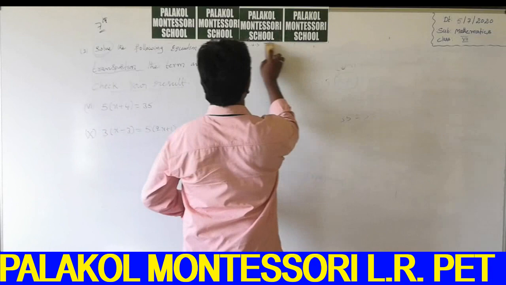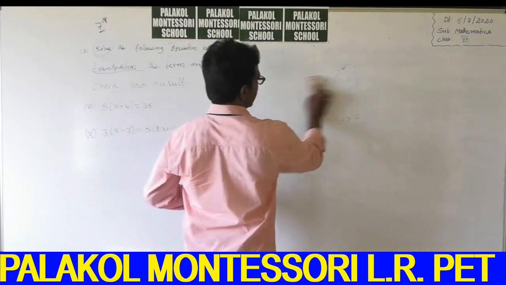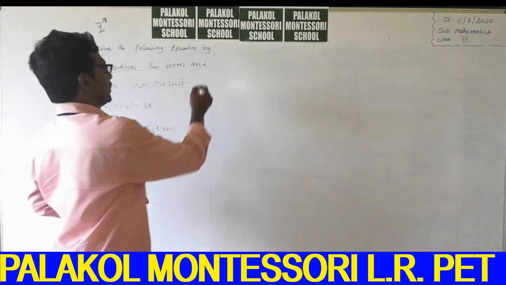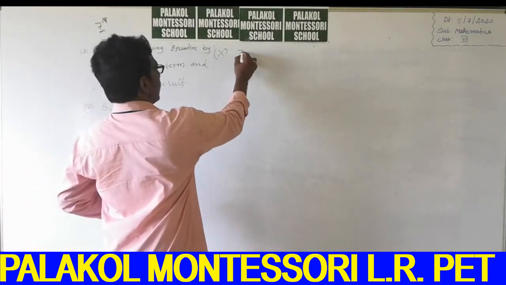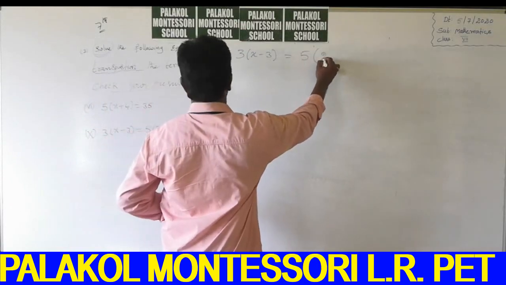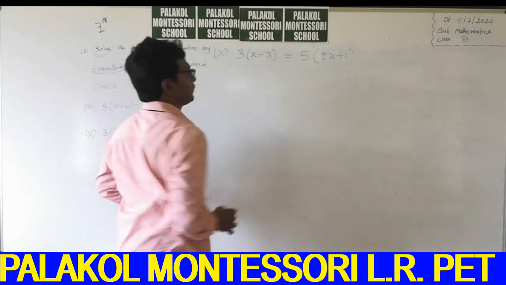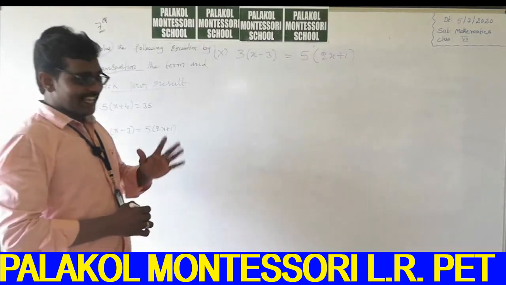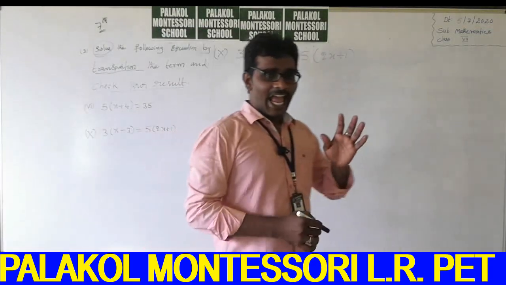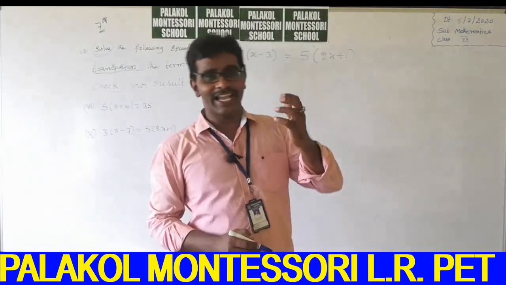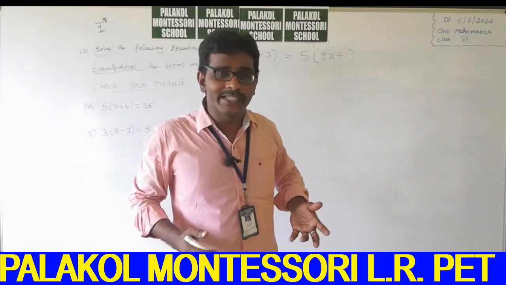According to your maths textbook, that is the 10th question. In this second Roman, 10th question: 3(x - 3) = 5(2x + 1). Yes, guys, in this sum, the LHS part has x and the RHS part has x. But how do you do it?